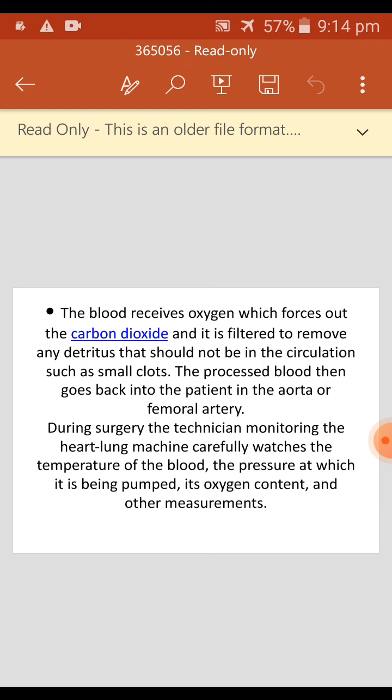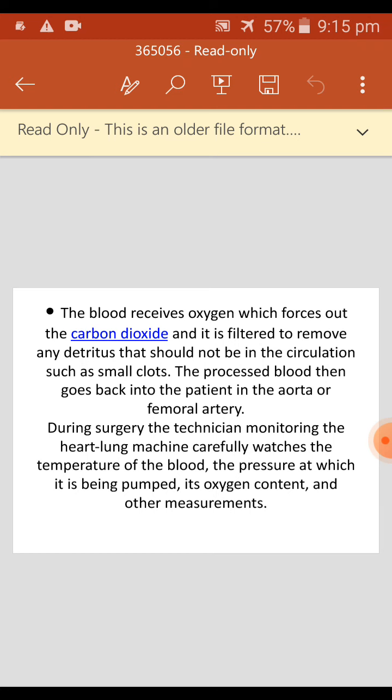Heater cooler devices have always presented a hygiene challenge because the system parts that transport water inevitably become contaminated by germs. Regular water changes and the use of appropriate chemical cleaning agents are the two most effective cleaning and maintenance strategies. The blood receives oxygen, which forces out the carbon dioxide, and it is filtered to remove any detritus that should not be in the circulation, such as small clots. The processed blood then goes back into the patient in the aorta or femoral artery.